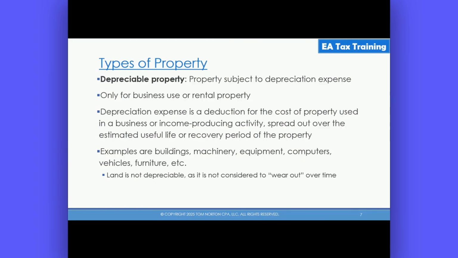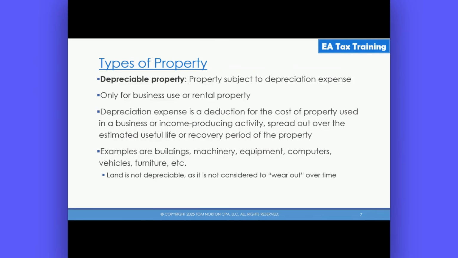to use in your business, you are allowed to deduct the cost of those assets. But usually you don't deduct them all in the year that you buy them. Instead, you deduct the cost of it over the expected useful life of that item. You deduct a little bit each year of the cost of that. So that's what depreciation is doing. So some examples of items that would be depreciated are buildings, machinery, equipment, computers, vehicles, etc.